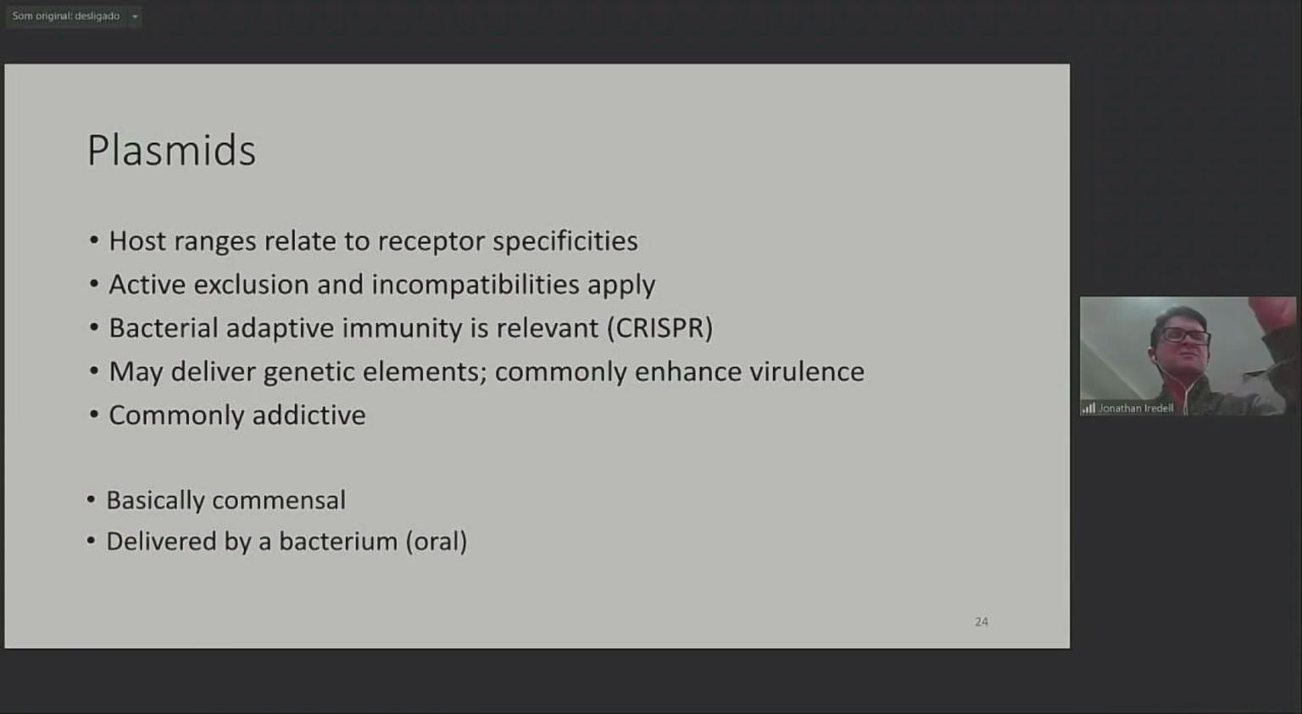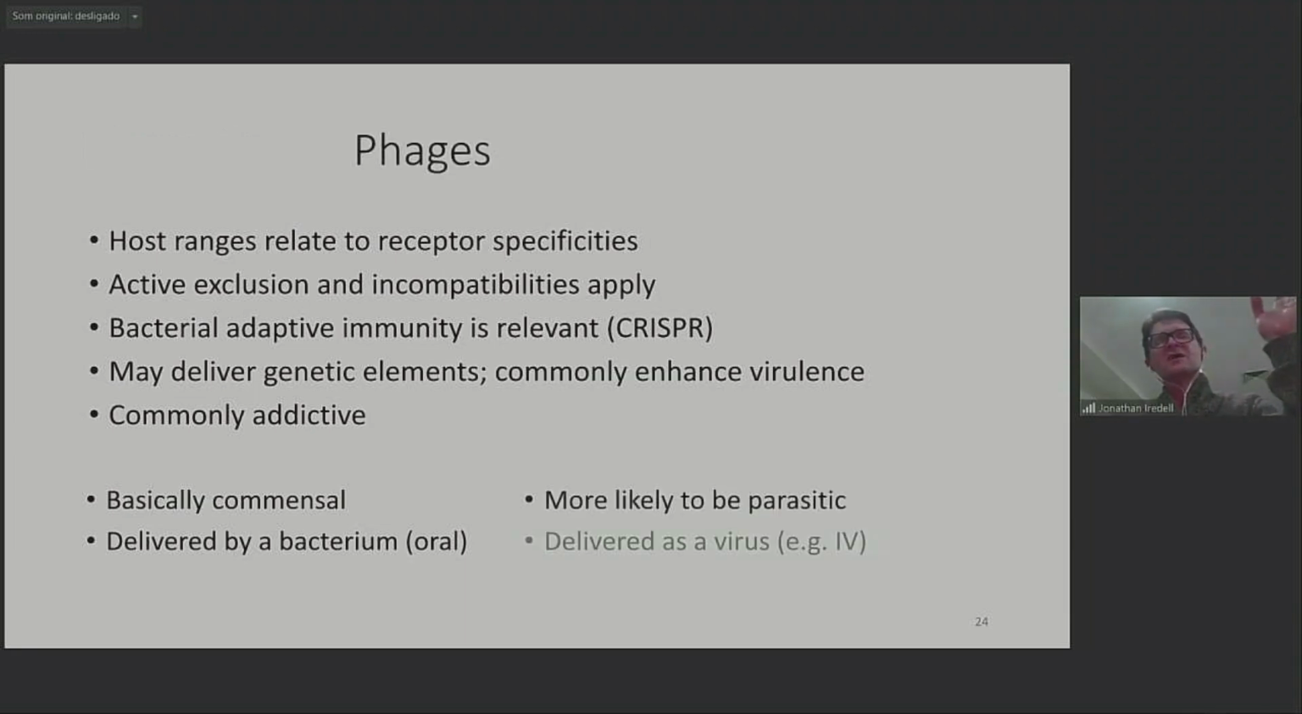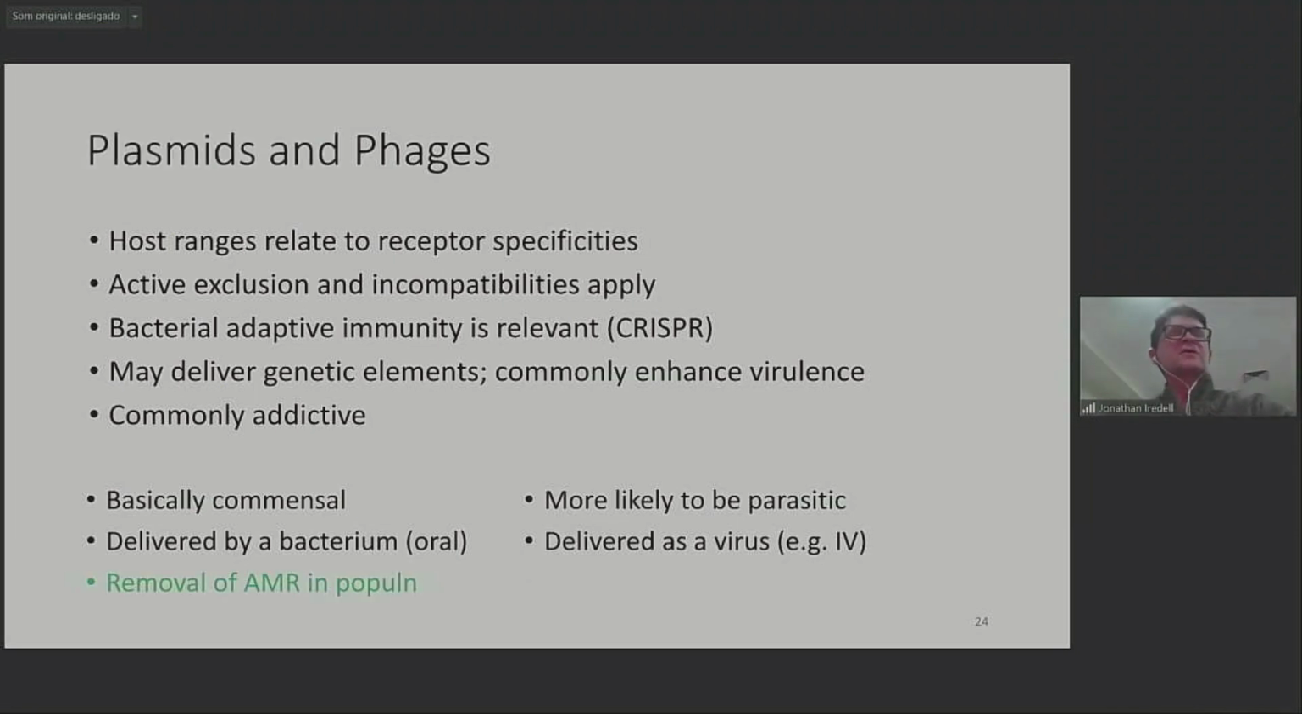If they're plasmids, we can deliver them in a bacterium by simply swallowing them. If they're phages, we can deliver them as a preparation, and often we're using them intravenously, but we can deliver them by any route. And if we're talking about plasmids, we're talking about cleaning a population of bacteria or cleaning an ecological niche by using the rules that determine that niche occupation by a plasmid.